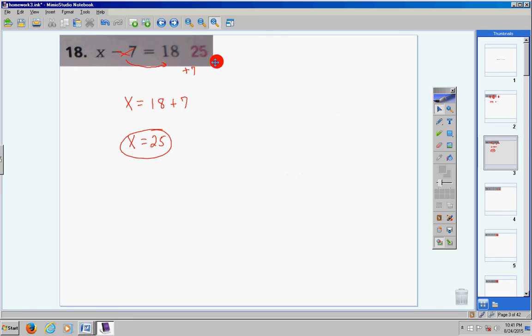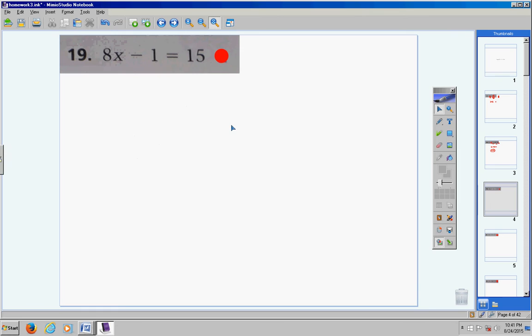Moving on to number 19. Step 1, simplify both sides. We cannot simplify either side. These two terms here are unlike terms. Step 2, eliminate fractions and decimals. There's none of those. And then we still can't simplify.